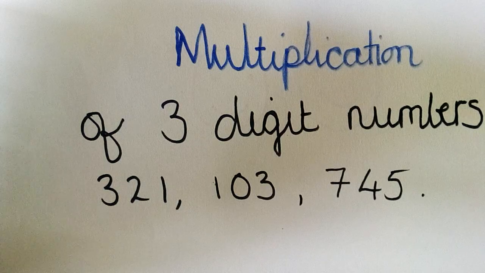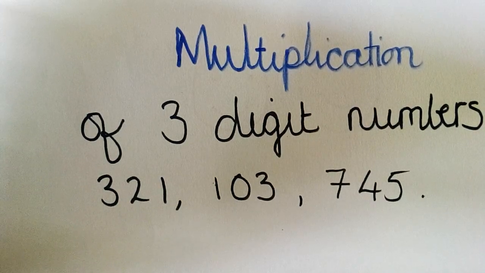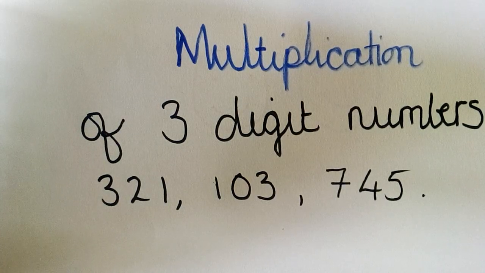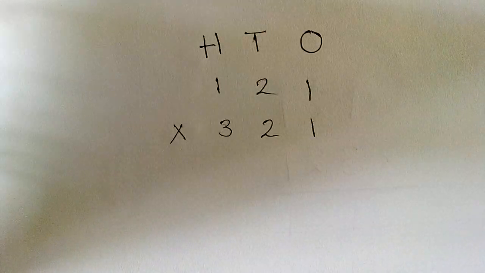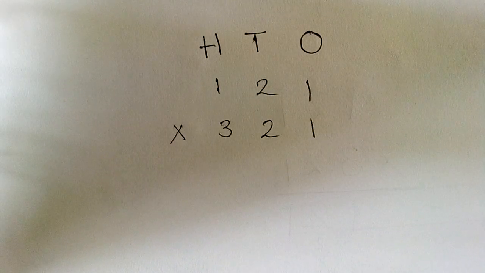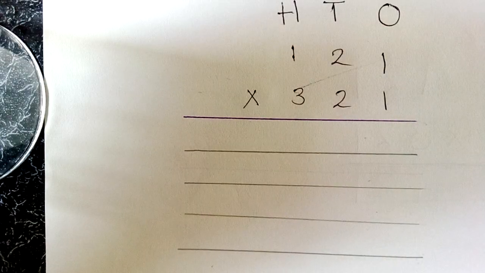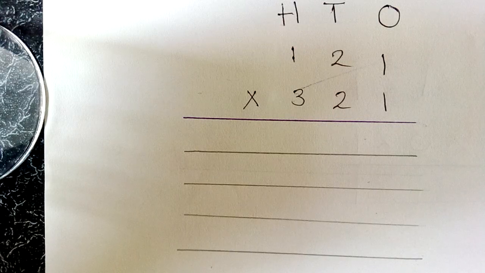Here are some examples of three-digit numbers: 321, 103, 745. Can you write down 4 examples of three-digit numbers? Excellent! Can you try and multiply those two numbers? 121 times 321. Excellent! Let's work through this calculation together.